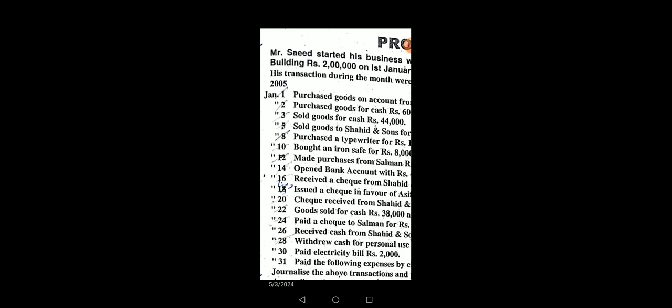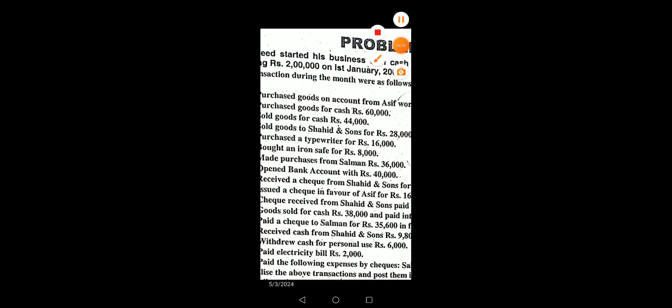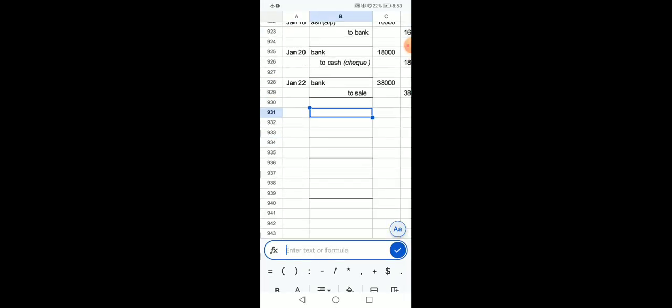Since we are doing the 24th entry, which is saying paid a check to Salman, we will see how much amount was payable to Salman, and we are paying right now 35,600. But the matter to note is we are paying Salman by check. Keep in mind, we are paying the amount by check.